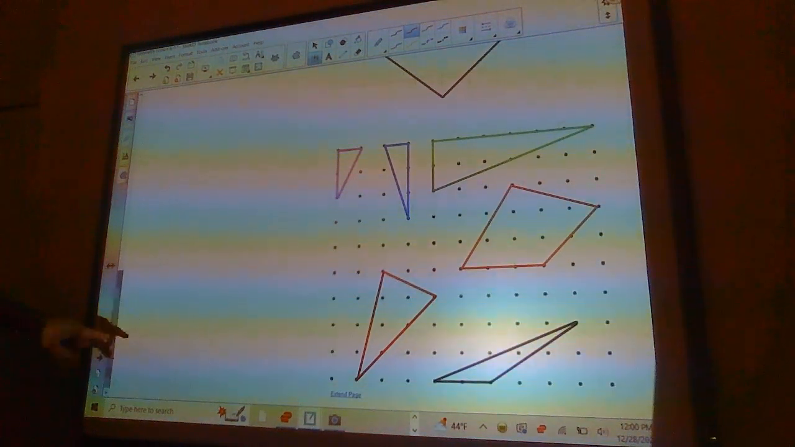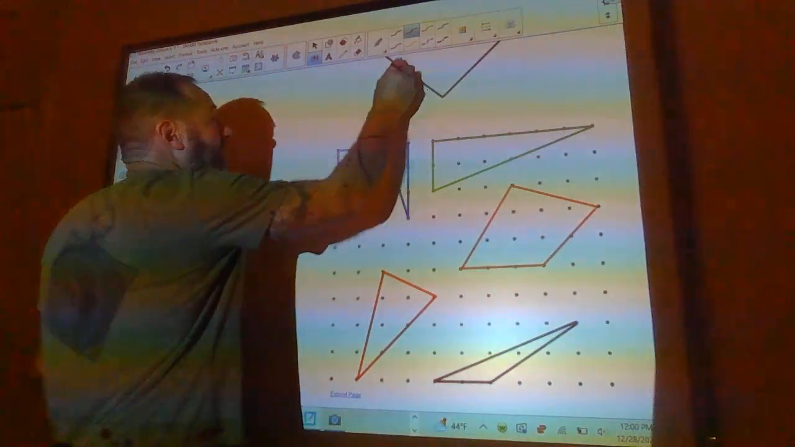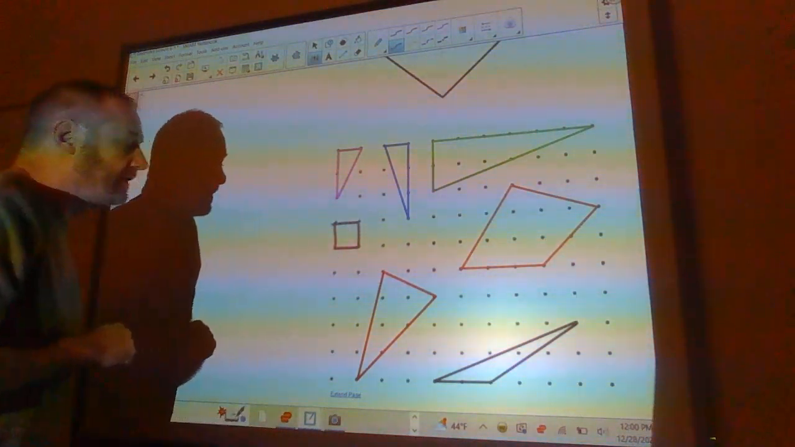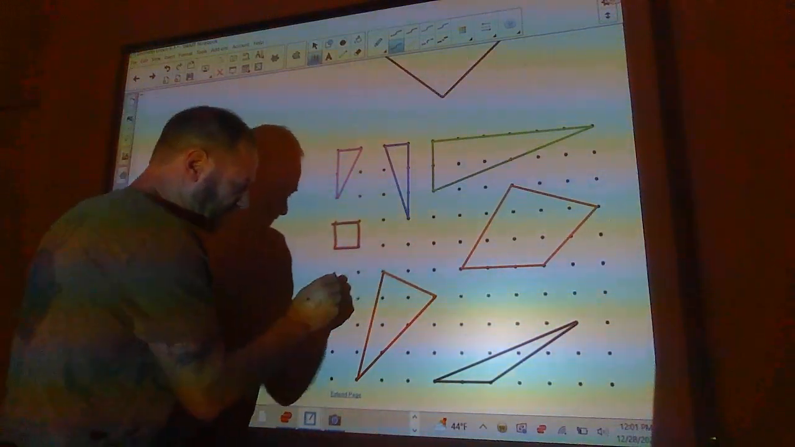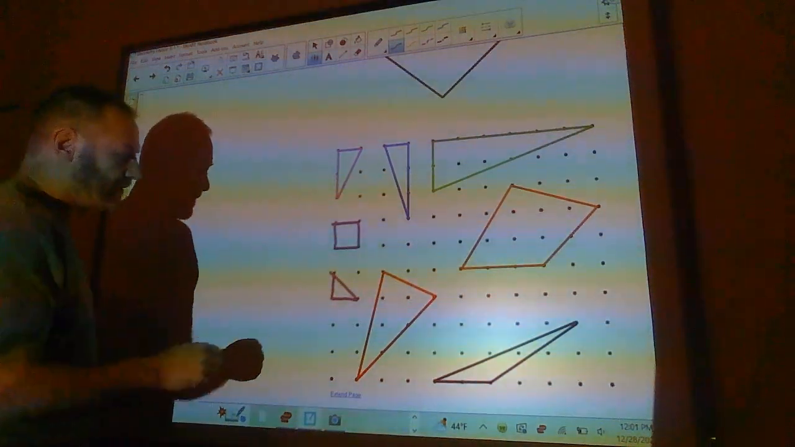Okay, the other way we can do it is we can look at triangles on a grid. So obviously this is 1 square unit right here. That's 1 square unit. And then we have something that looks like this. That's obviously a half of a square unit.